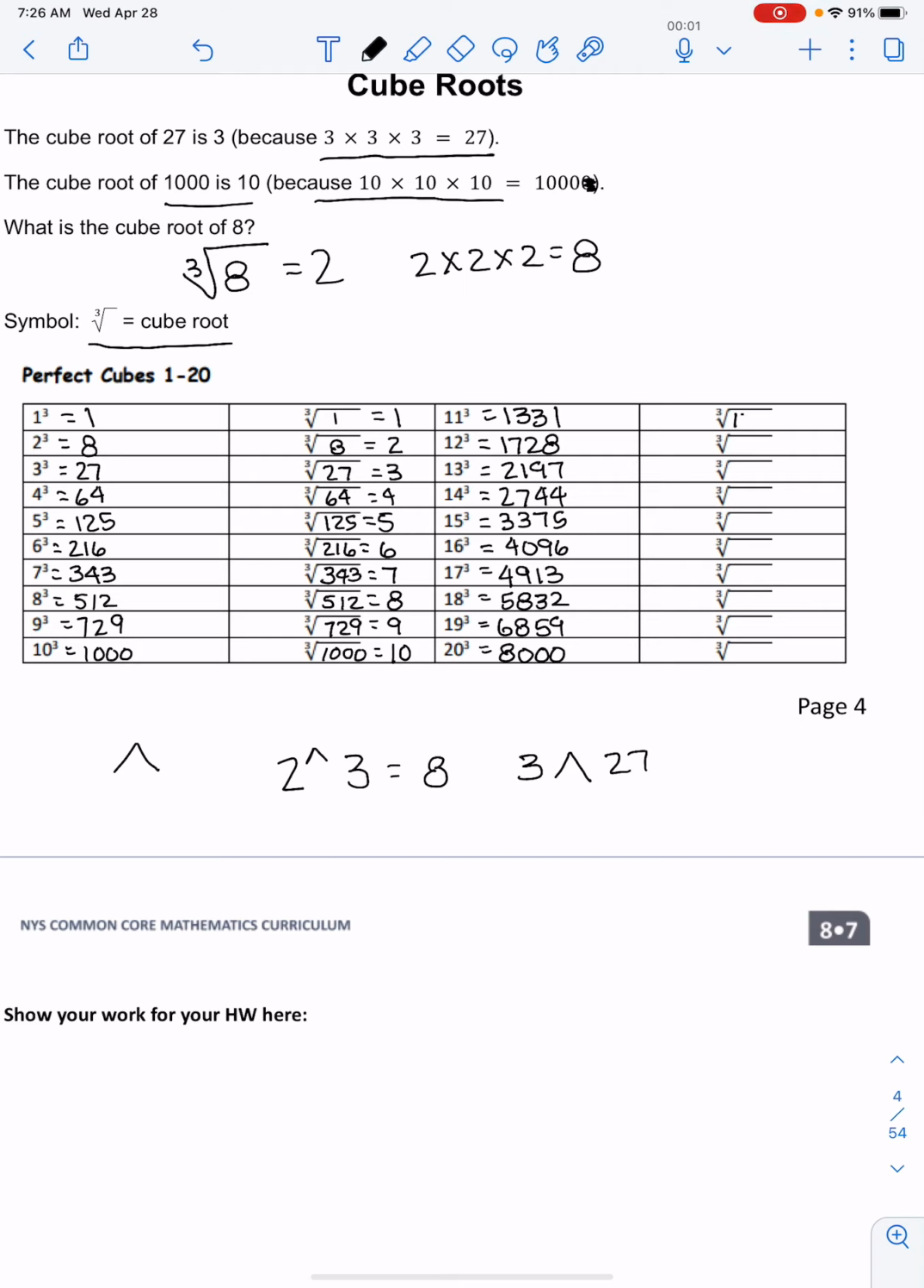So the cube roots of those, so 1331 is 11. 1728 would be 12. 2197 is 13. 2744 is 14. 3375 is 15. 4096 is 16. 4913 is 17. 5832 is 18. 6859 is 19. And 8,000 is 20. That ends our lesson.